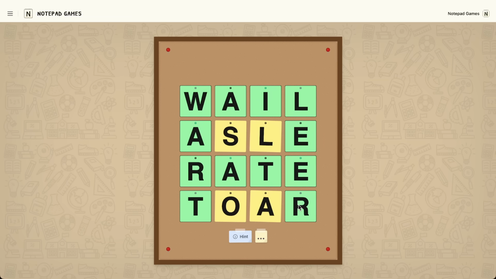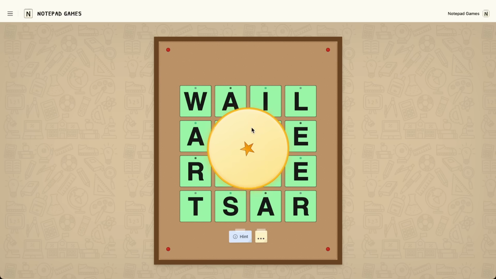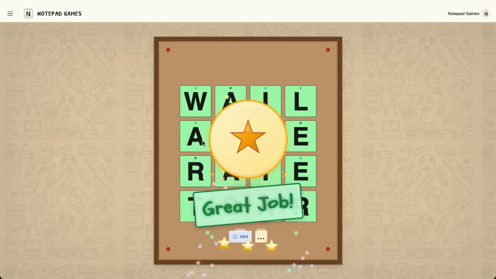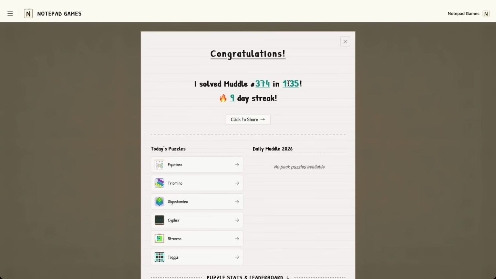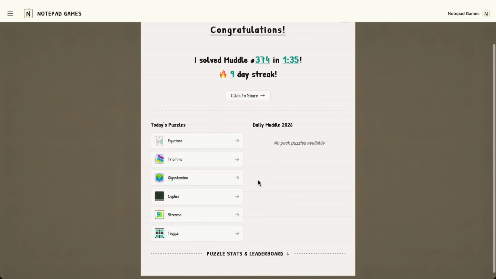We have this down here. Could be SAR. It is. And now we have iota and alas. And what was the across? I don't know if I saw it in time. The across was aloe, and that was today's muddle puzzle in 1 minute and 35. So let's jump on to the next puzzle.